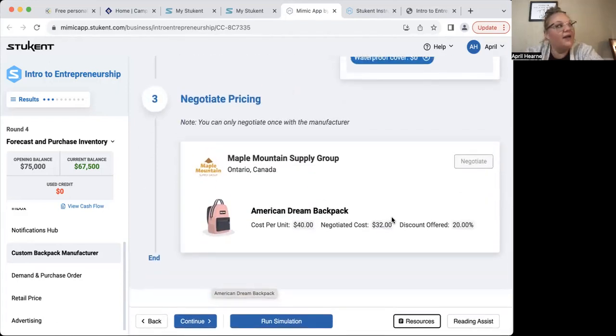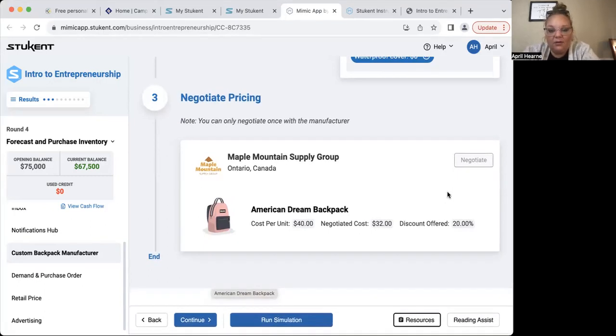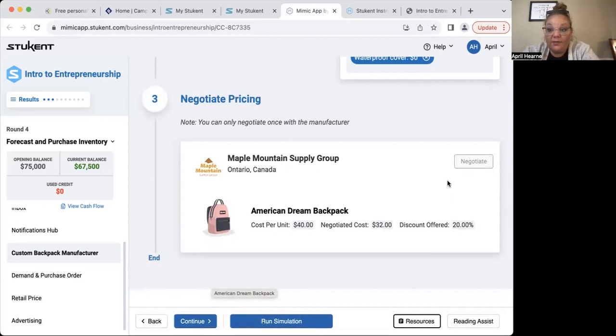Negotiate with them. I tried to negotiate with Maple Mountain Supply Company for more than a 20% discount, and I got turned down every time. So we went back and forth before we settled, and I accepted the negotiated offer of 20%. You may be luckier than me in getting that price lower, but the goal is to get it as low as you can, because a $32 price per piece for us is way better than 40.